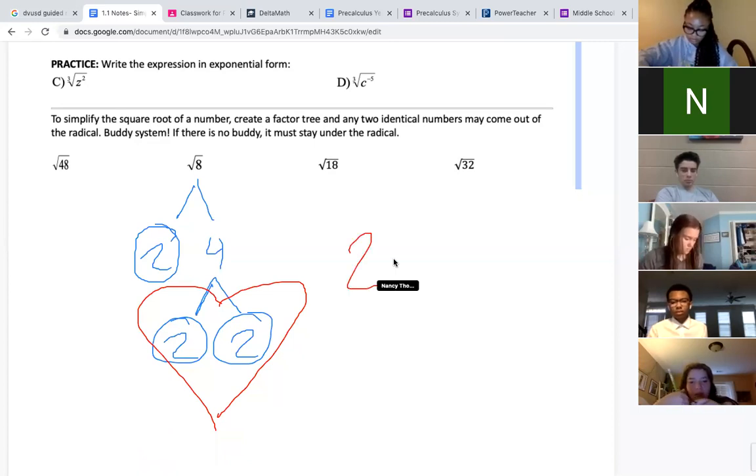So this one will be 2 square root 2. So this 2 got to leave the house because they went to prom, but the other 2 had to stay home.